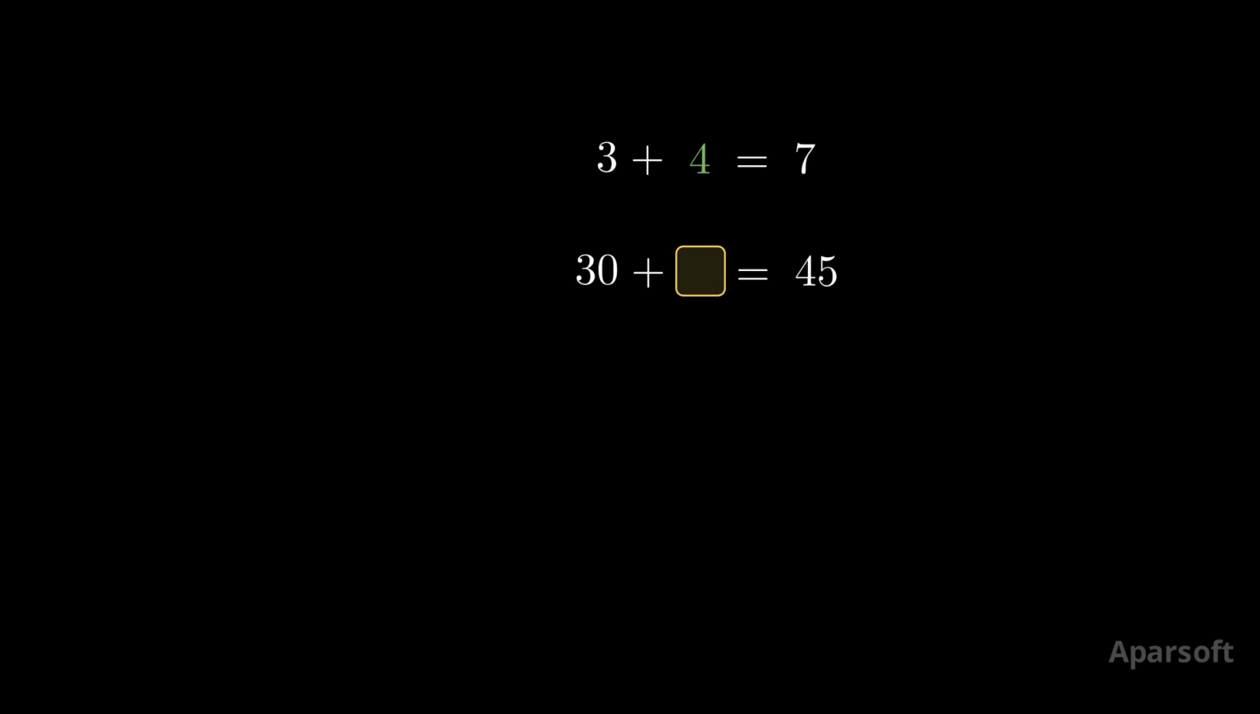Now let us try a bigger one. 30 plus something equals 45. What goes in the box this time? That is right, 15. 30 plus 15 equals 45. So the box is just a placeholder for an unknown number. Simple, right?